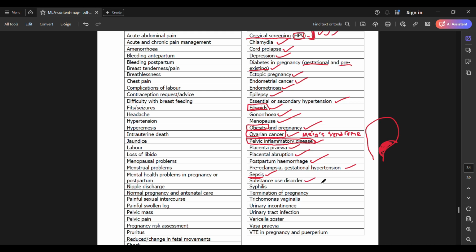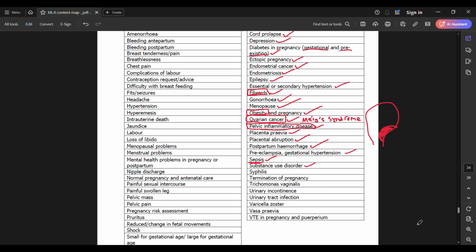Substance use disorder. This may show up in the case of pregnancy where a patient has substance use problems during their pregnancy. So you need to explain what adverse effects it's going to have on the baby, and you're going to have to know the steps you're going to take to help this patient.